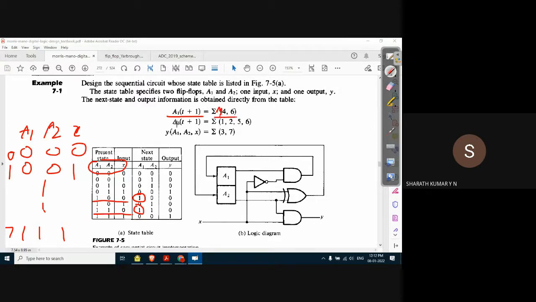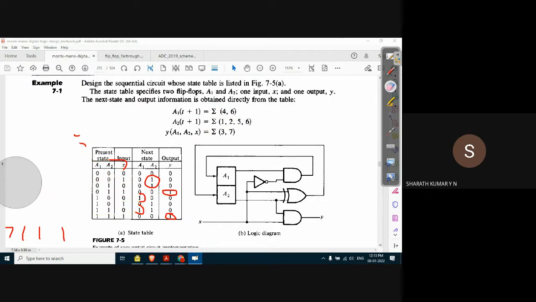Very simple. What about A2? Similarly, A2 of t plus 1 is 1 for min terms 1, 2, 5 and 6. Next is Y. Y is a function of 3 variables, A1, A2 and X, and it is 1 for these conditions: 0 1 1, that is 3, and 1 1 1, that is 7. So 3 and 7, very simple.